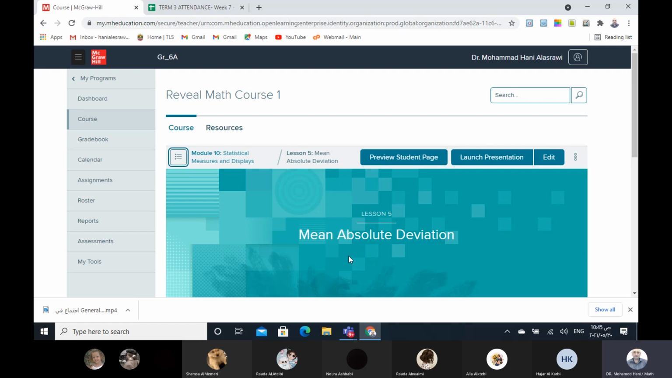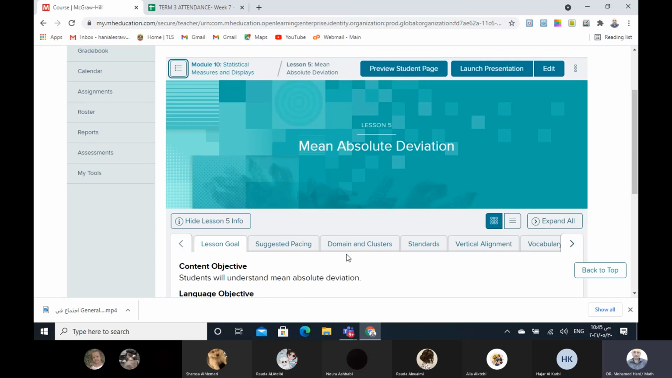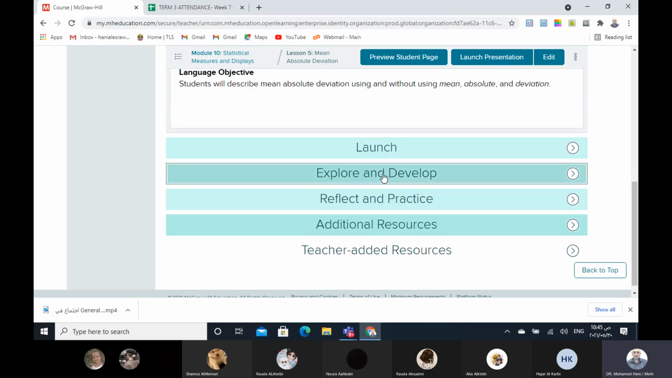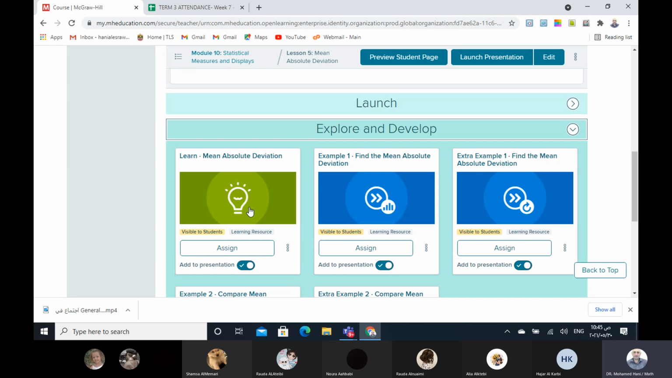We are in Module 10, Statistical Measures and Displays. Today we have Lesson 5, Mean Absolute Deviation. In this lesson, we want to learn and understand mean absolute deviation. What's the meaning of the mean absolute deviation?